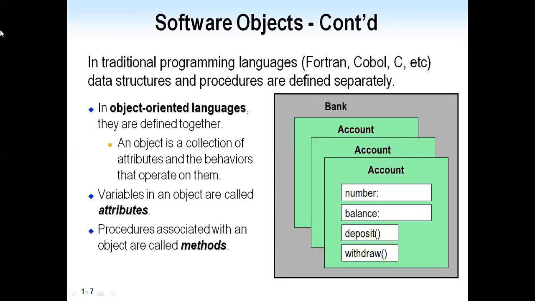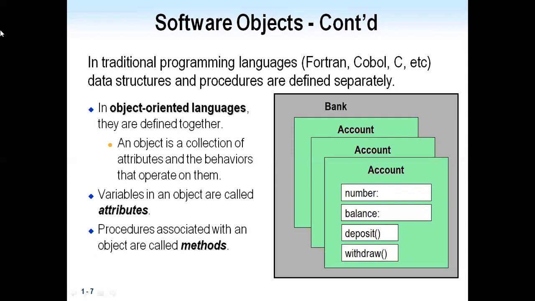Variables in the object are called attributes, and procedures associated with objects are called methods. The object is defined by attributes and methods. Methods mean functions. In some languages we call them functions, and in some languages we call them procedures. So every object has some attributes, defined using variables, and every object has some behavior, represented by methods.